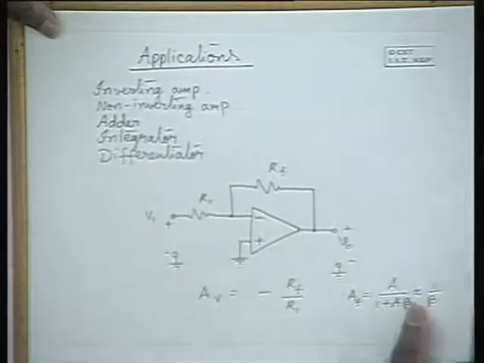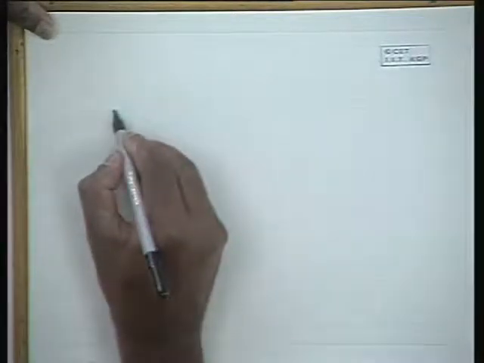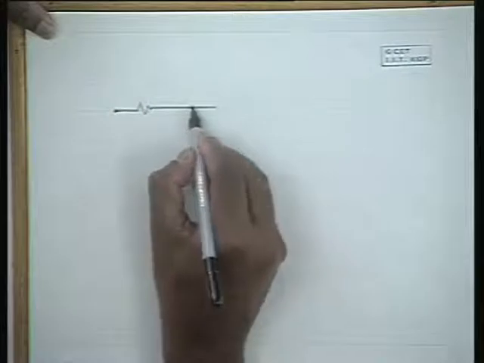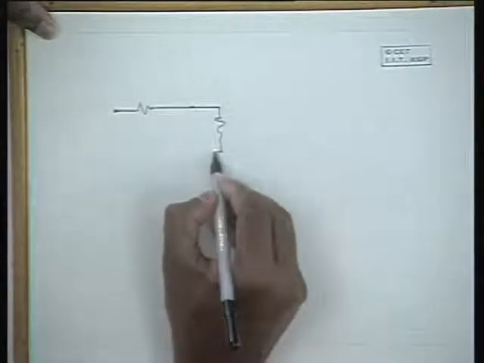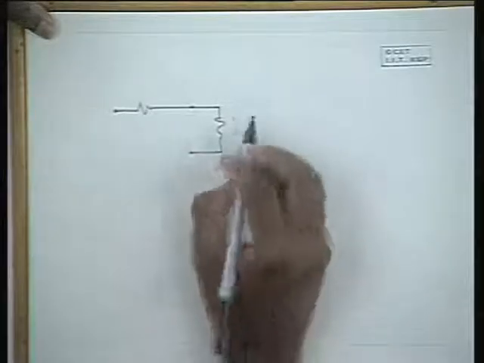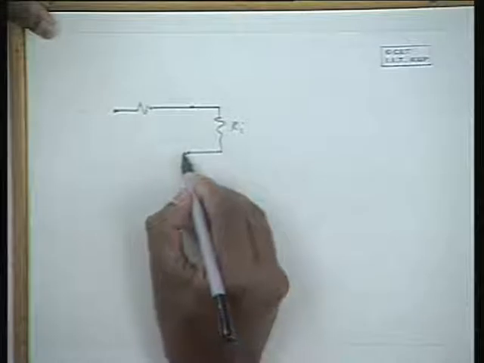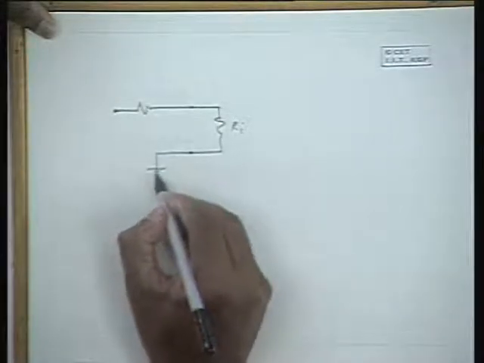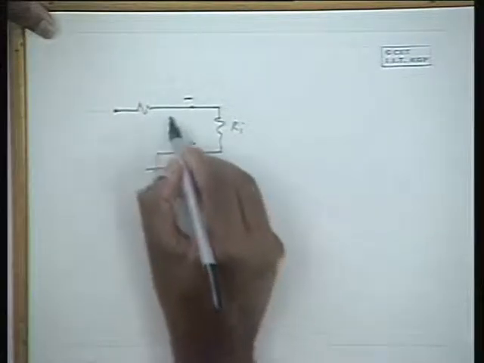Now with this included, the equivalent circuit can be shown like this. Between the inverting terminal and the non-inverting terminal, we have the input resistance Ri here, and this terminal is grounded. This is negative, positive.